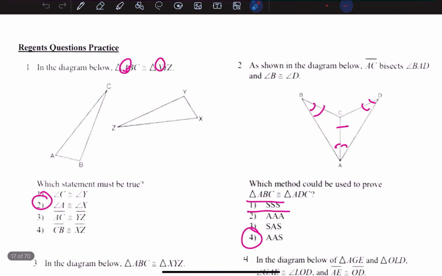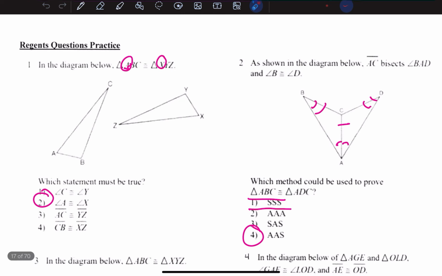Some multiple choice Regents questions. These are questions that may pop up on the Regents exam. In the diagram below, triangle ABC is congruent to triangle XYZ. Again, order matters. Which statement must be true? First, they say that C is equal to Y. That can't be true because C is the third letter and Y is the second. So those do not work.